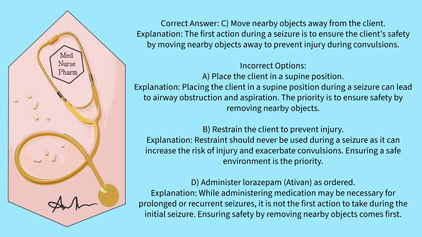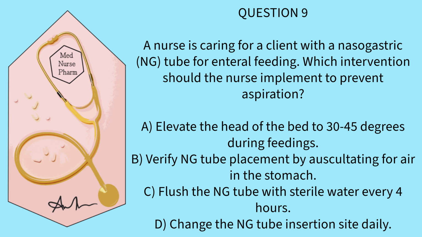If you chose option C, you are correct. Move nearby objects away from the client. The first action during a seizure is to ensure the client's safety by moving nearby objects away to prevent injury during convulsions.